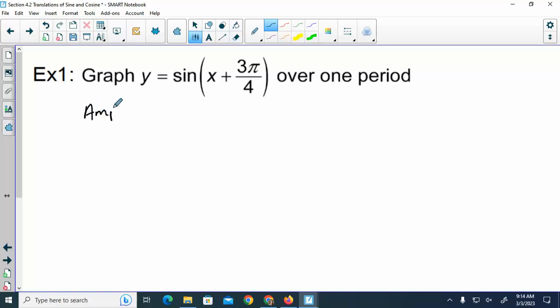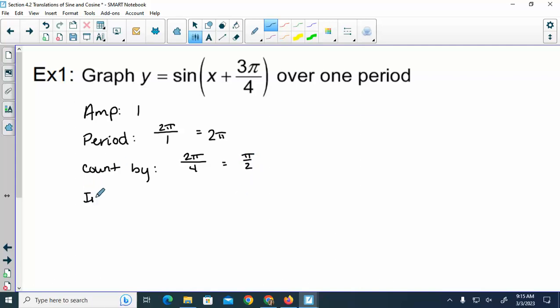So our amplitude here, the coefficient is just 1. Period, normal period for sine or cosine is 2 pi, divided by the coefficient of x, which is just a 1x, so our period is 2 pi. The count by is your period, 2 pi, divided by 4, for the 4 quadrants, and we get pi over 2.